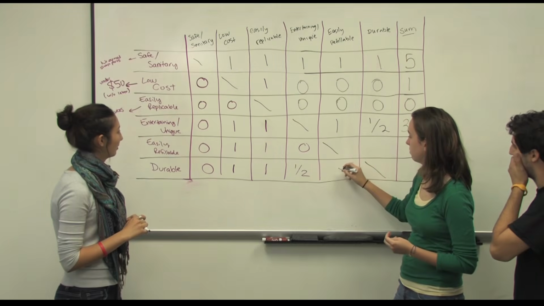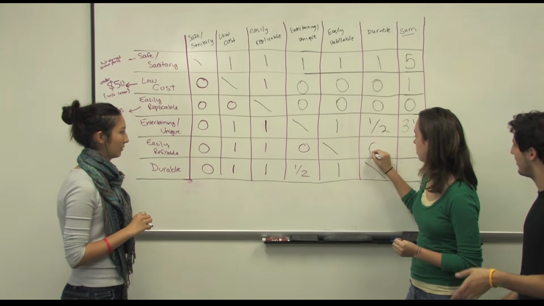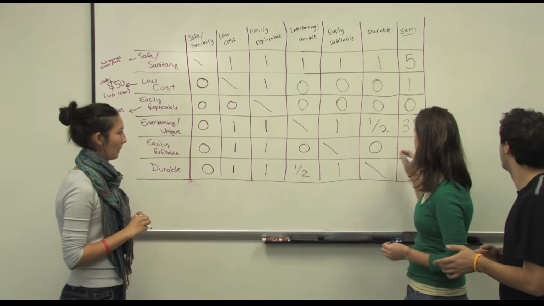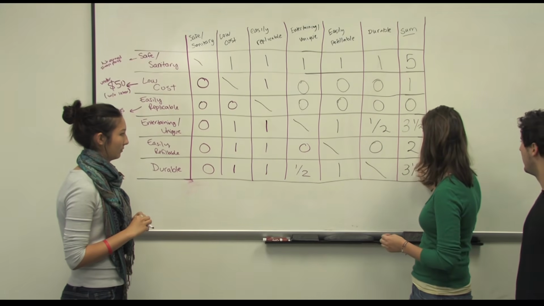Kind of the same logic as before. Easily refillable is important, but it's not quite as important as it lasting for a long time. Okay. So this is 2 and this is 3.5. Okay.